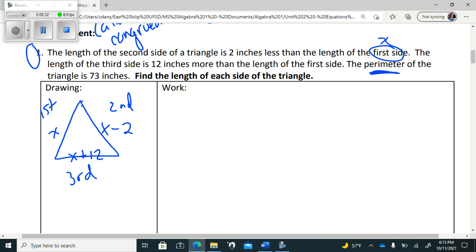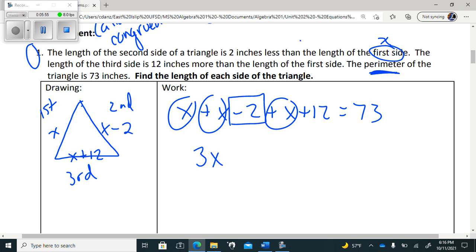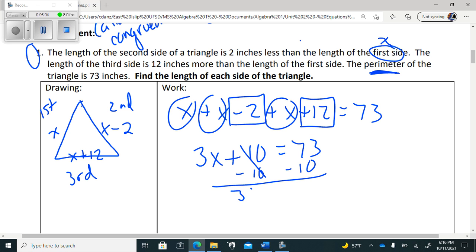Perimeter, remember, means add up all the sides, and it says that the perimeter of the triangle is 73. So if I add the first side to the second side to the third side, I should get 73. And now this is an equation to solve. If I combine like terms, I get 3x plus 10 equals 73. Subtract 10 from both sides and divide both sides by 3. I get x is 21.